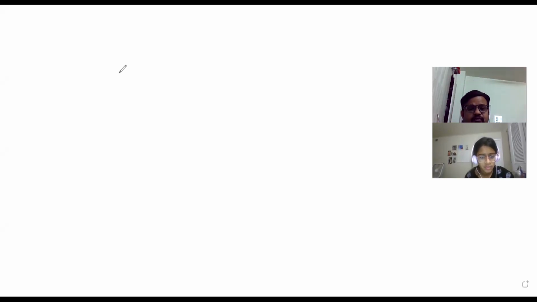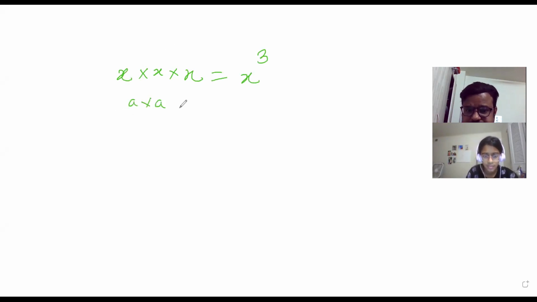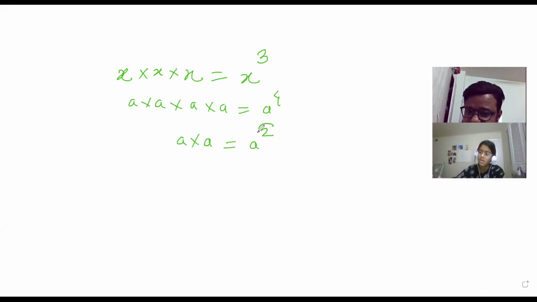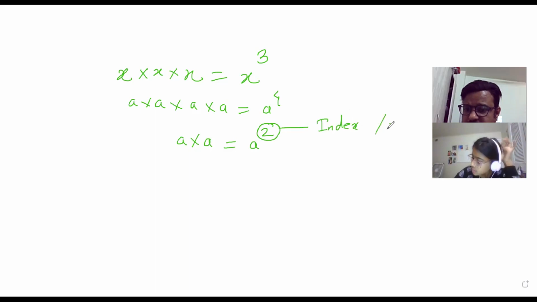Suppose this x is there and we are multiplying x 3 times. How many times is x multiplied? 3 times. It becomes x raised to 3. Instead of x, now I will take a. If a is multiplied 4 times, it becomes a raised to 4. If a is multiplied 2 times, it becomes a raised to 2. This is called index or power.